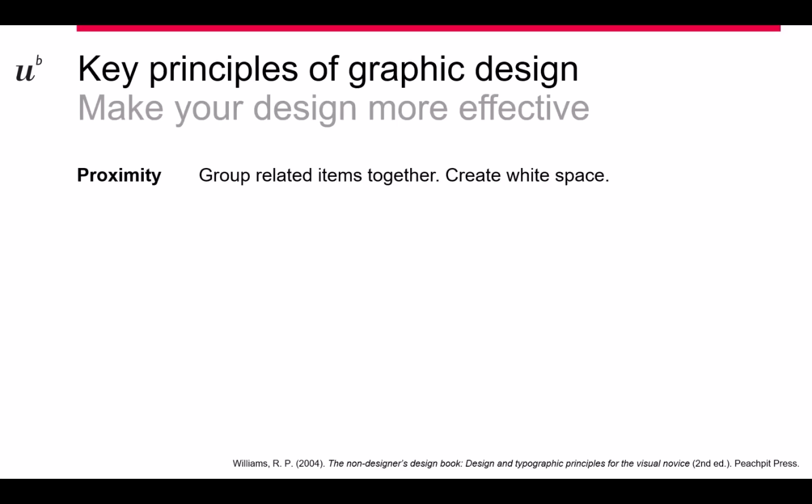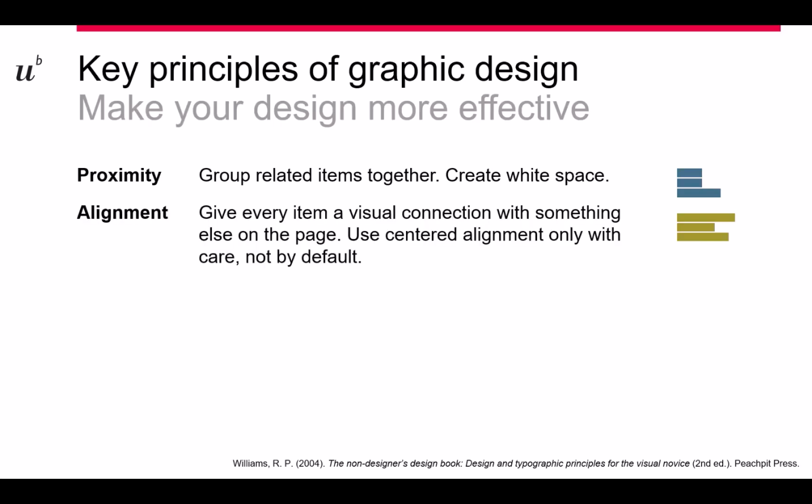Proximity means that you group related items together. So you create white space between these groups. So you have related items grouped together and some white space in between. Then alignment. Give every item some visual connection with something else on your poster. The recommendation is to use centered alignment with care, not by default, but for example, left alignment works very well in most cases. So we have aligned these elements here now to the left.